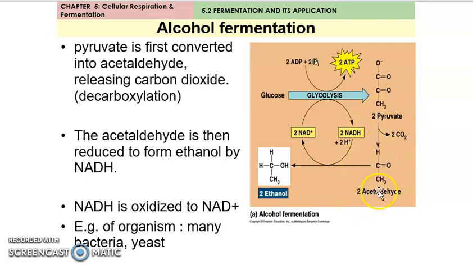Kenapa ada dua dekat depan ni? Disebabkan oleh at the end of the glycolysis, 2 pyruvate will be produced. So sebab tu mesti kena ada dua dekat depan. Okay, and then the acetaldehyde is reduced to form ethanol by NADH. So means that NADH will act as a reducing agent by which it will reduce acetaldehyde into ethanol. So what happened to the NADH? It will be oxidized into NAD+. Okay, so examples of organisms that undergo alcohol fermentation are many bacteria and also yeast.